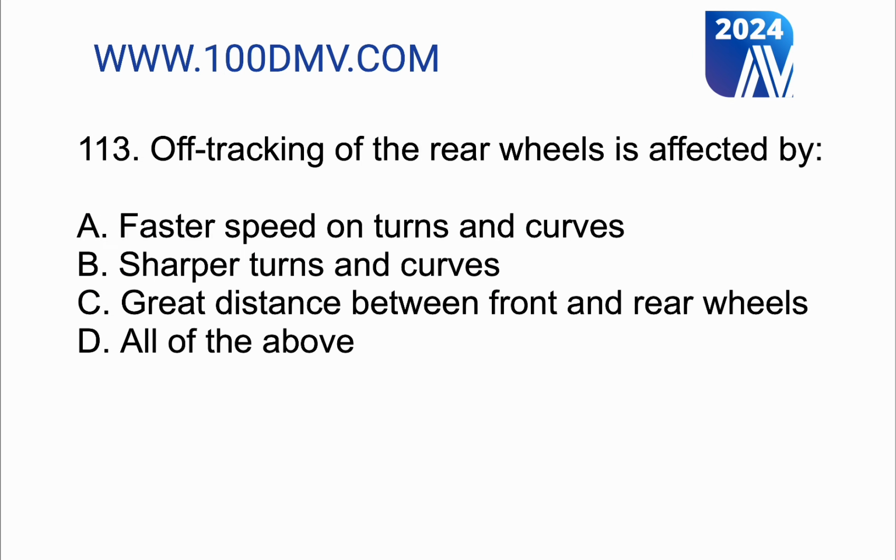113. Off-tracking of the rear wheels is affected by A. Fastest speed on turns and curves. B. Sharper turns and curves. C. Great distance between front and rear wheels. D. All of the above. The correct answer is D. All of the above.